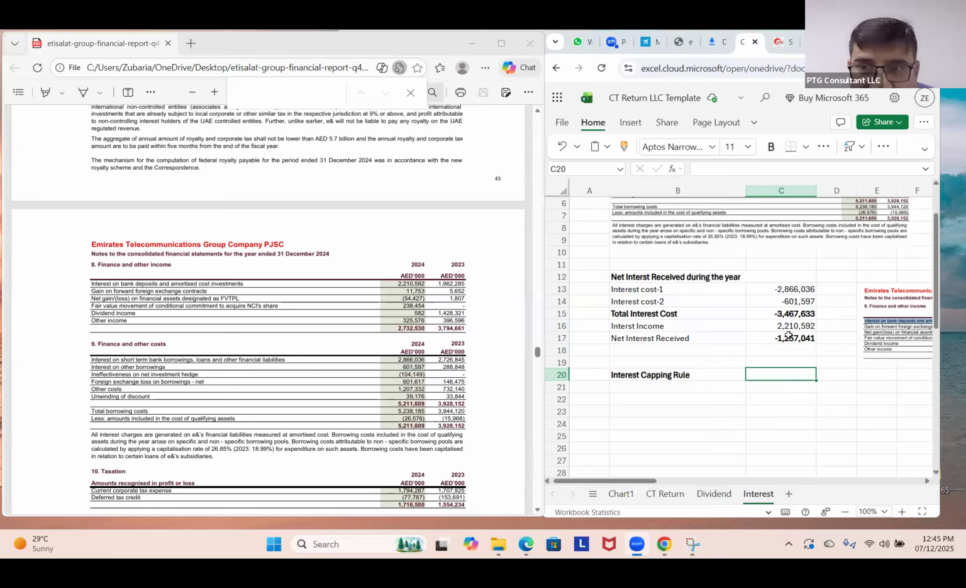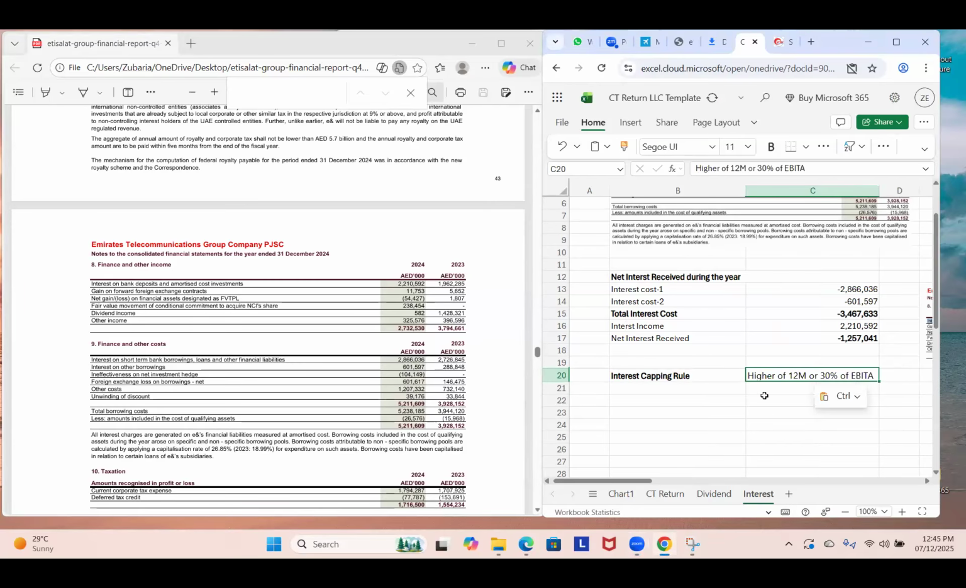Now we have to apply the interest capping rule. Please write here the interest capping rule. Irtada has replied. Please write the same one they replied in the chat, copy paste. Hasnan and Irtada: we have to take the higher of option A and B.